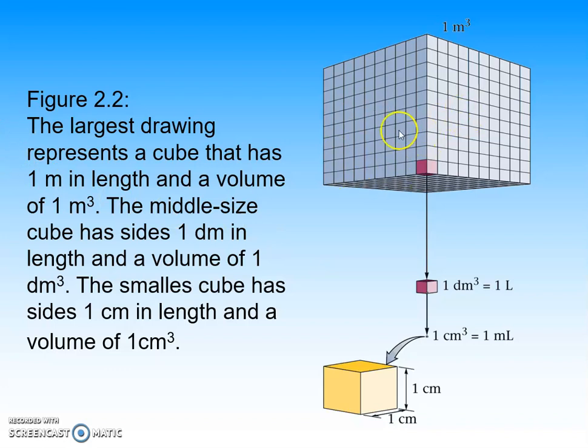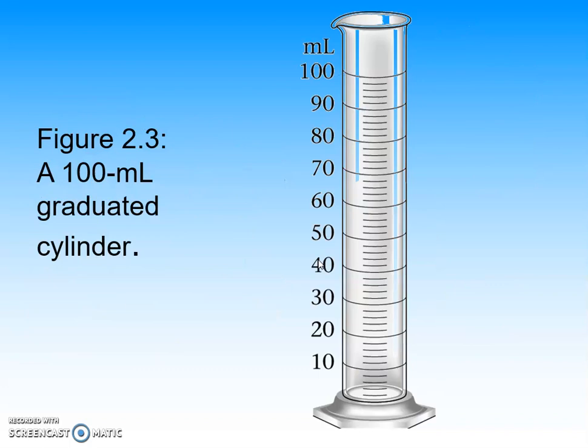Now you can see in this figure, this small portion: 1 cubic meter is equal to 1 liter, and 1 cubic centimeter is equal to 1 milliliter. So this is 1 centimeter, this centimeter, 1 centimeter. So 1 cubic centimeter. The largest drawing represents a cube that has 1 meter in length and a volume of 1 cubic meter. The middle size cube has sides 1 decimeter in length and a volume of 1 cubic decimeter. The smallest cube has sides 1 centimeter in length and a volume of 1 cubic centimeter.